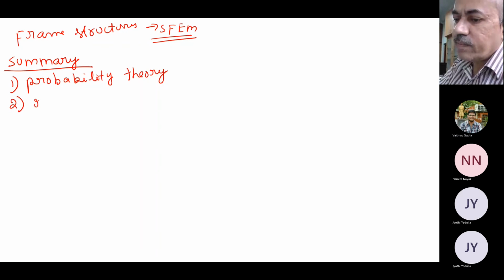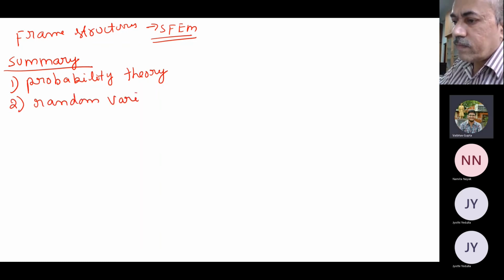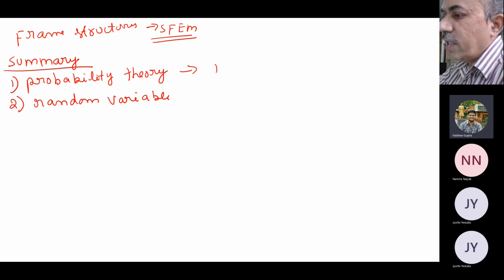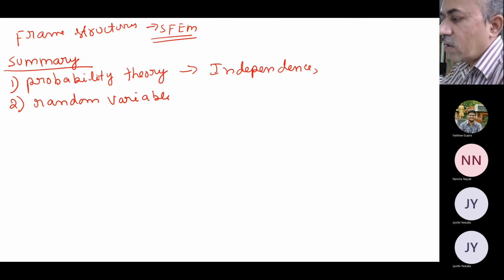Then after that, conditional probability. But all of them come under probability theory only. We also discussed independence. You remember? Independence, mutually exclusive, all those things we have discussed. You should remember that independence and mutually exclusive are entirely different.